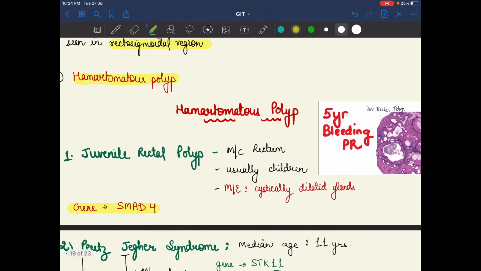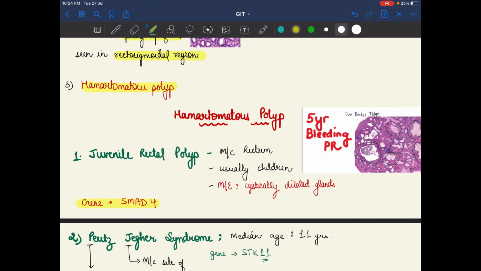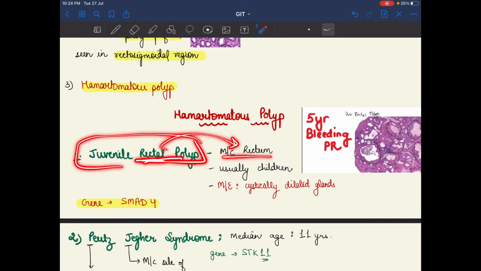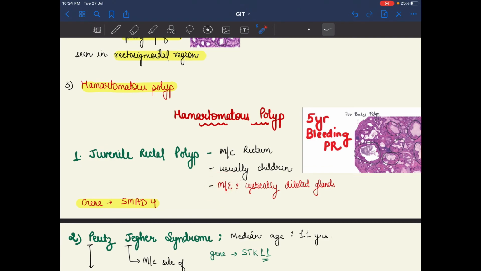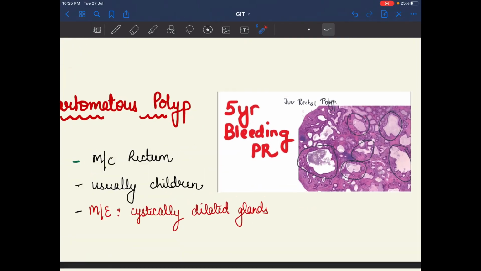Let's learn a few points about the hamartomatous polyp. First, we have to study the juvenile rectal polyp. Juvenile rectal, as the name suggests, rectal means the most common involvement is the rectum, and juvenile means it is seen in children. On microscopic examination, we see cystically dilated glands. In this case, a 5-year-old child presents with bleeding per rectum, and we can see dilation of the cystic glands. So it is a juvenile rectal polyp.